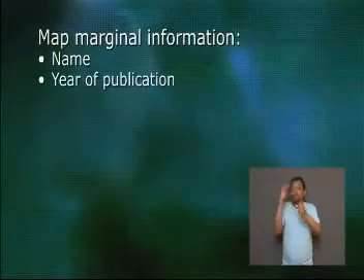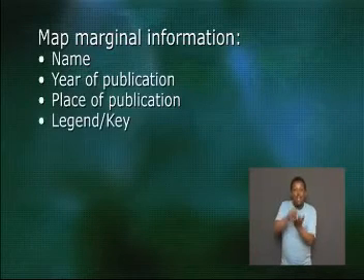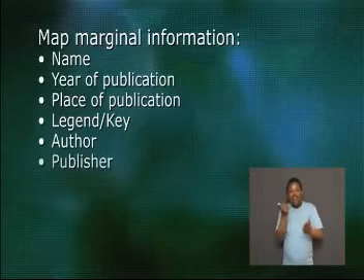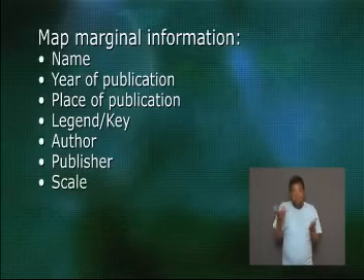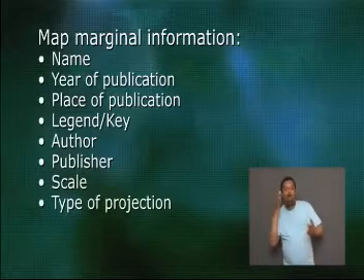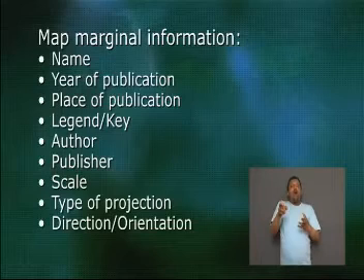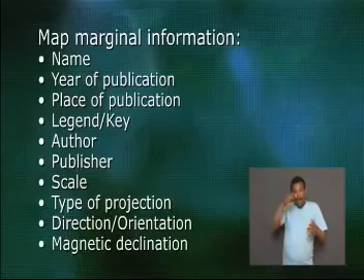There are many pieces of information which are considered marginal: the name, the year, and place of publication, the legend or the key, the author, the publisher, the scale, the type of projection, the direction or orientation, and the magnetic declination.